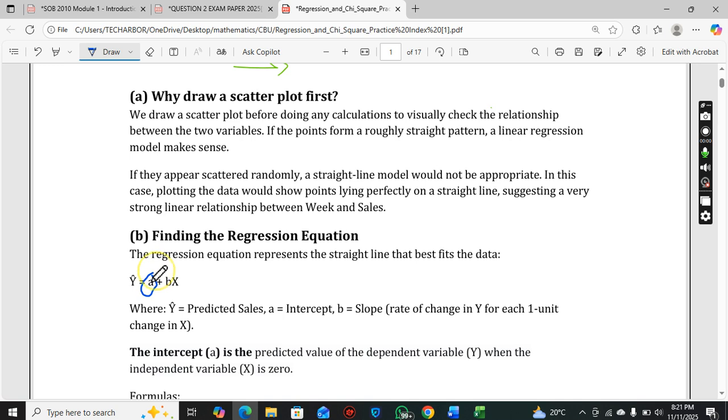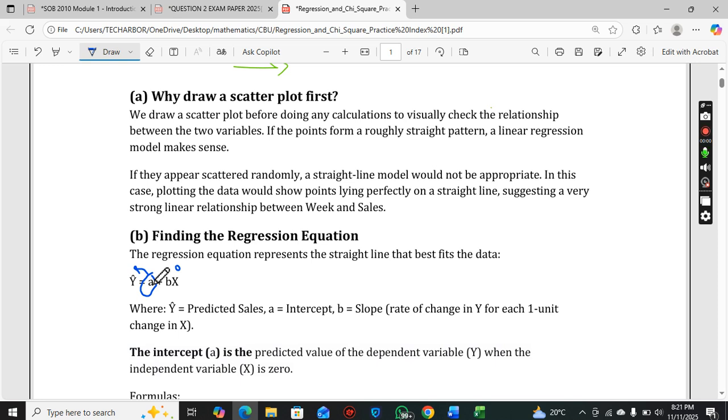A is the intercept. When x is 0, a is the value of y. When x is 0, then this a, whatever value it is, is the same value as y. That's the intercept. In this case, if the weeks are 0, a will represent the sales when the weeks are 0. That's what the intercept is.